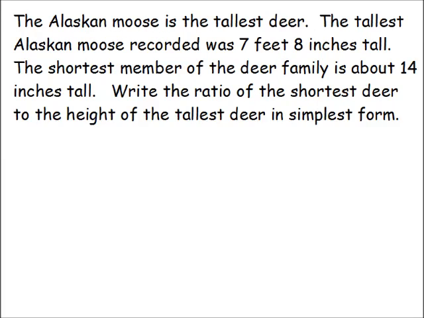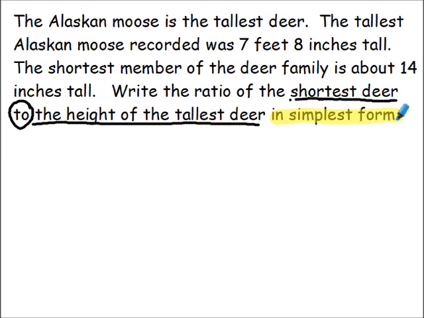Here's another one. The Alaskan moose is the tallest deer. The tallest Alaskan moose recorded was 7 feet 8 inches tall. The shortest member of the deer family is about 14 inches tall. Write the ratio of the shortest deer to the height of the tallest deer in simplest form. So we want to write our ratio with the shortest deer first and then to the height of the tallest deer. Again, we're reminded to write it in simplest form.